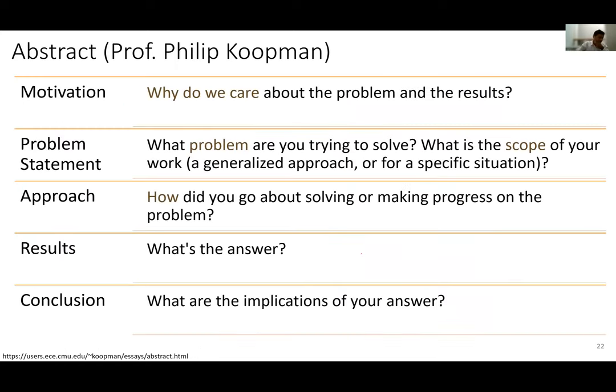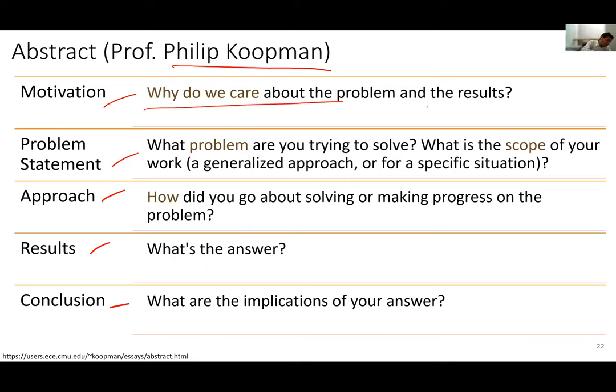Okay, then a little bit about writing an abstract. I am guided by Professor Philip Koopman's document on abstract writing. He's a professor at Carnegie Mellon University. He says there must be five aspects in the abstract: the motivation, problem statement, approach, results, and conclusion. So once again, you can see the hourglass structure in the abstract also. For each of these five items, we spend one or two sentences.